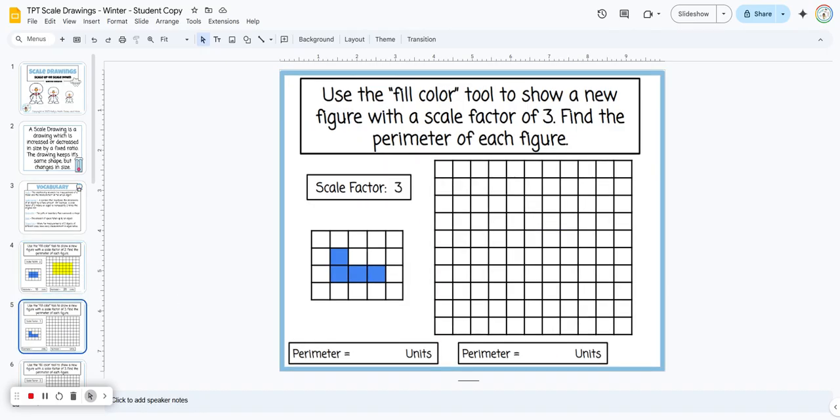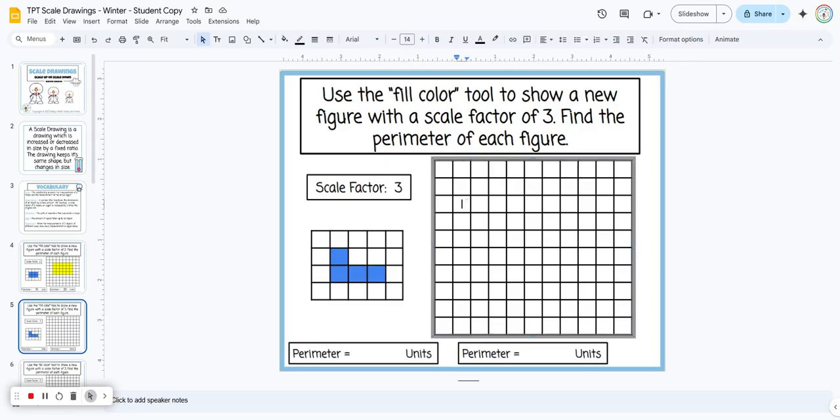The next one is a little bit more difficult shape. Here they have to scale up by a scale factor of 3. So each of these sections, each side, is going to be multiplied by 3. They can only do a rectangle shape at a time.